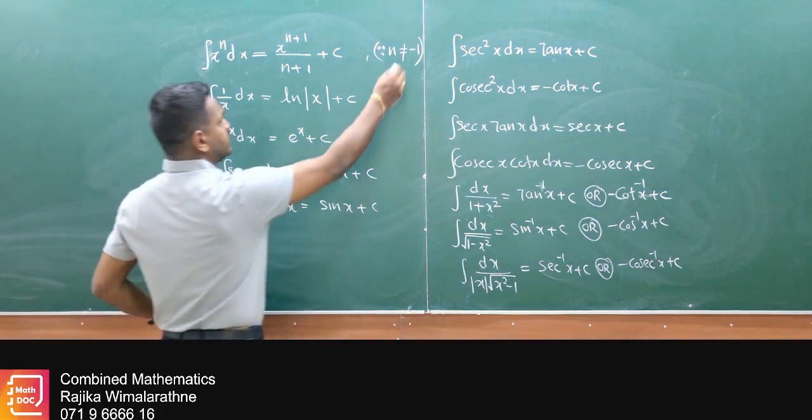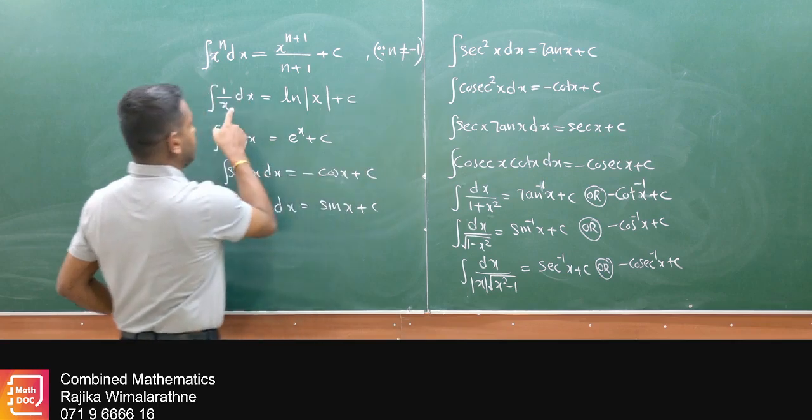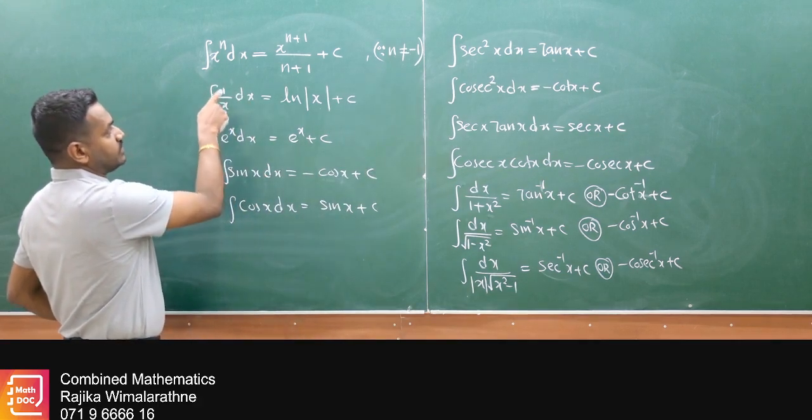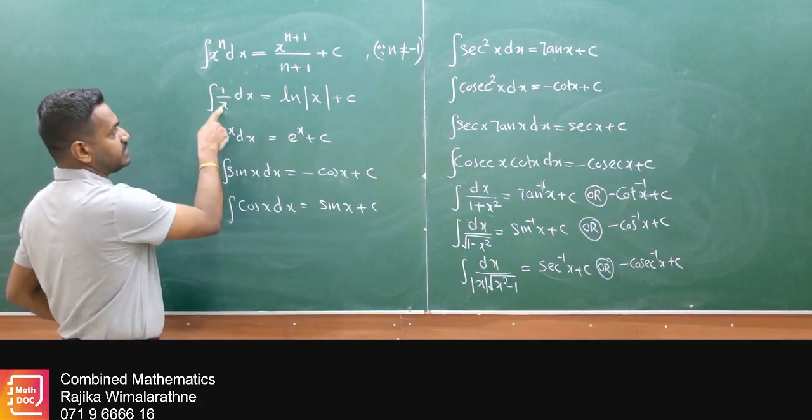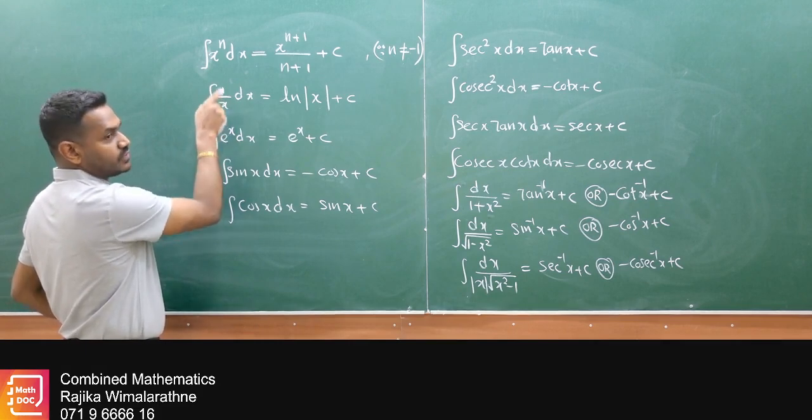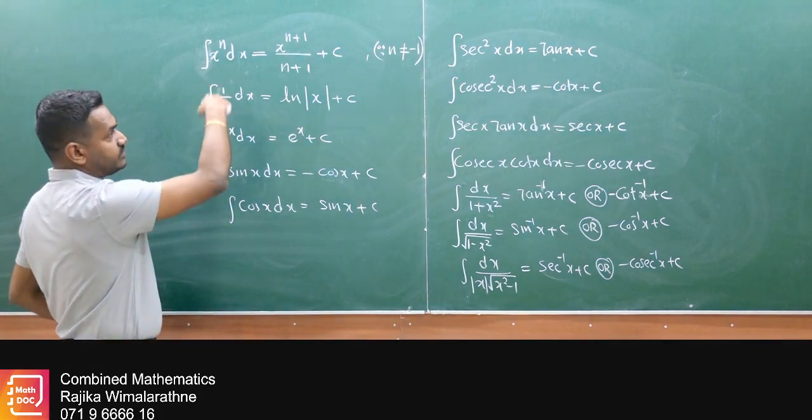n not equal to minus 1. Here n equal to minus 1 case. 1 over x to the power 1, 1 over x means x to the power minus 1. Then we have two different cases.